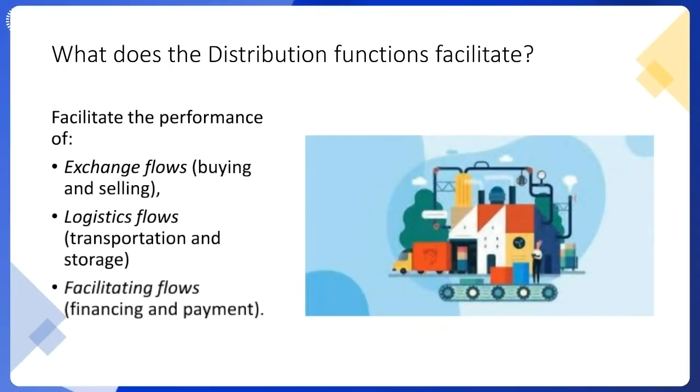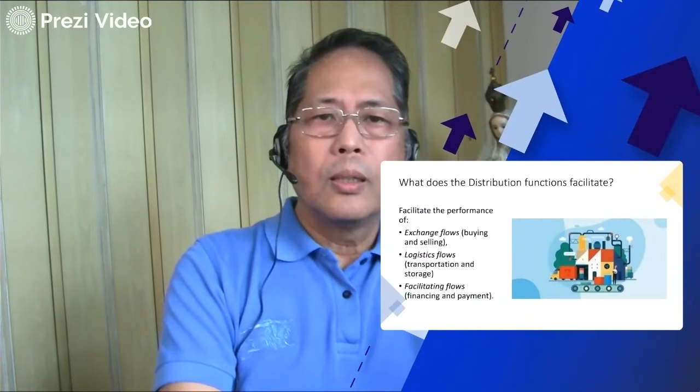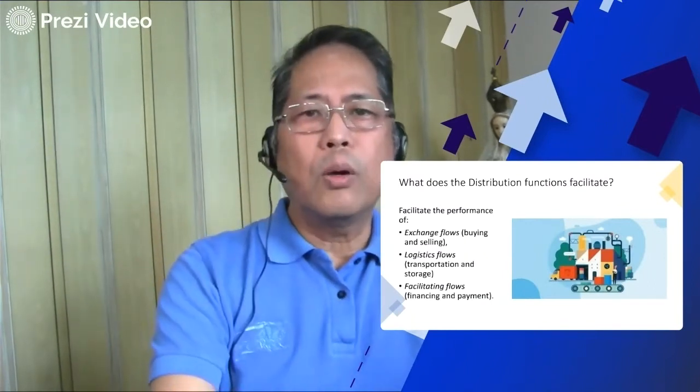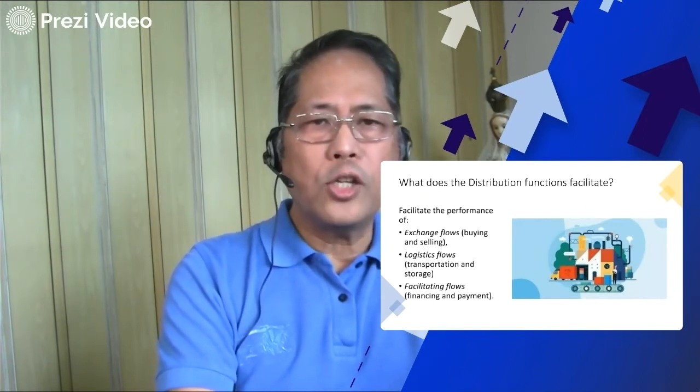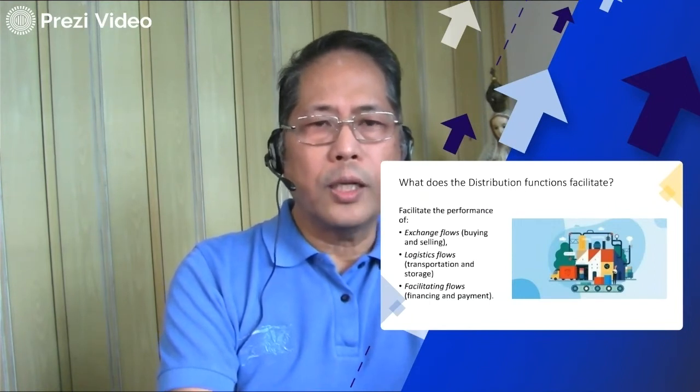It also facilitates exchange flows, such as buying and selling. It also facilitates logistics flows that include transportation and storage. And lastly, it facilitates facilitating flows, such as financing and payment. Perhaps the most important role of channel distribution is the effective and efficient management of the flow of inventory through the supply chain.